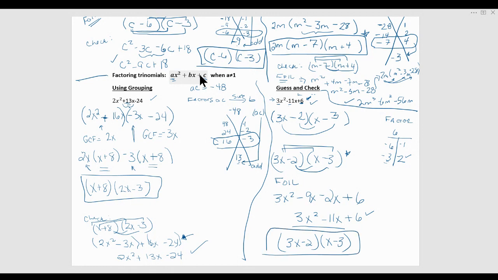So the guess and check method, you're just going to go ahead and substitute in different factors for your third term, multiply them out until you find the ones that are correct.